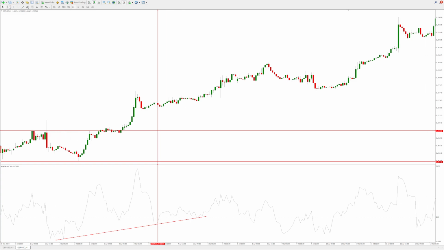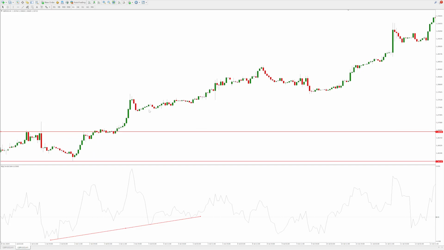So if you entered on this pullback around here, it still would have been a decent entry for this particular move. And I'll just mark off the pullback here. You can see these bullish candlestick patterns here. Then you've got a support level to work from. So in terms of stop loss, if you did enter on the crossover here, the stop loss could be just below this support, which would be a really tight stop loss of around 10 to 15 pips.